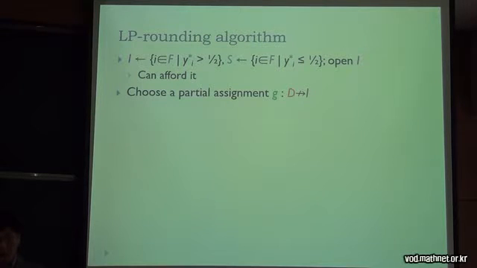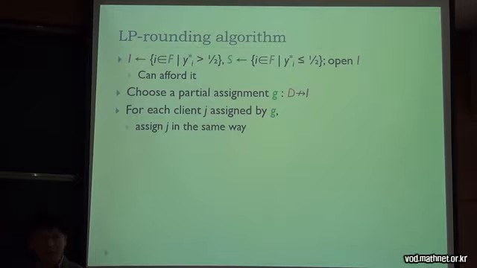And then we are going to choose carefully. I will describe what carefully means later. But we choose a partial assignment carefully that assigns some of the clients to the facilities that we have opened at this point. And then that's exactly going to be a part of our final solution. We are going to assign every client that is assigned by this carefully chosen partial assignment exactly to that facility that the partial assignment is assigning that client to.